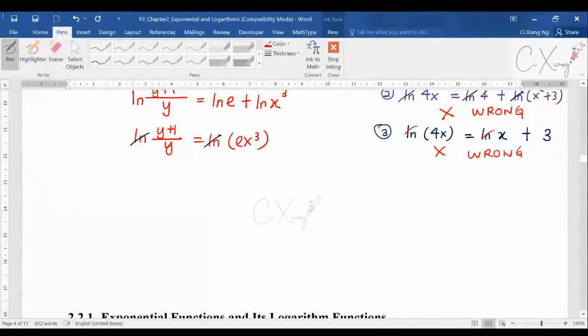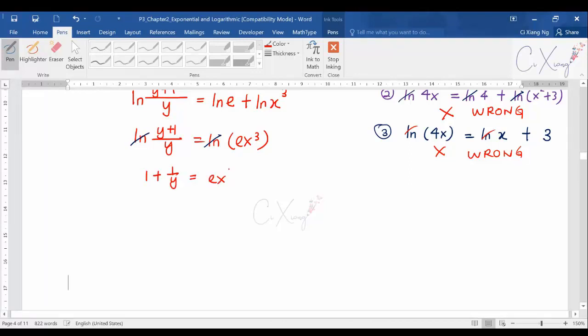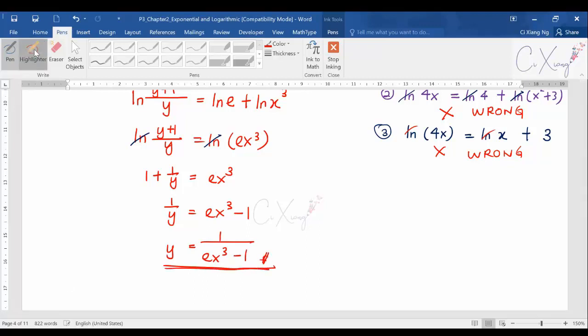Now (y plus 1) divided by y, I would like to express as 1 plus 1 over y equals e x power 3. Then 1 over y is actually e x power 3 minus 1. And therefore, I will have y equals 1 over (e x power 3 minus 1). So this is the answer for y in terms of x. All this has no special formula, no special technique whatsoever. It is based on your common sense and your very basic math knowledge of how to express y in terms of x.